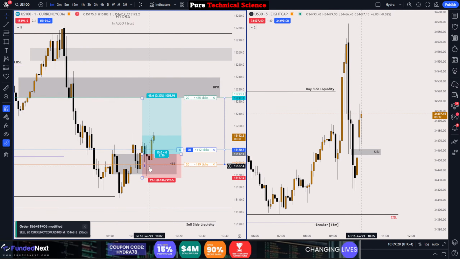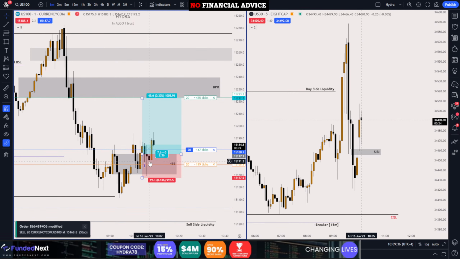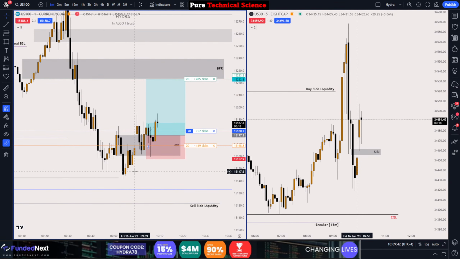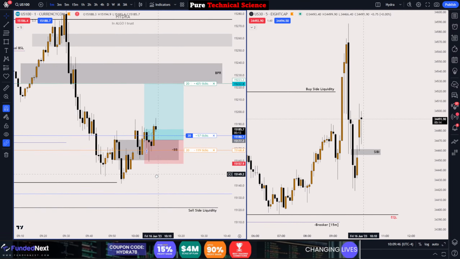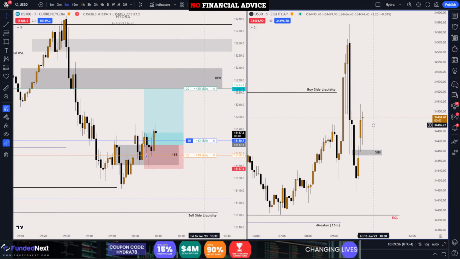I don't want to see price revisiting this breaker block again. I want to see it remaining aggressive towards the buy side liquidity. If it's coming all the way down and hitting or going below this candle's low, it's going to take the relative equal lows that it generated here. So I don't want to see price revisiting this breaker block again. I want to see price remaining aggressive towards the buy side liquidity, which is not happening right now. It's in a high resistance liquidity run.